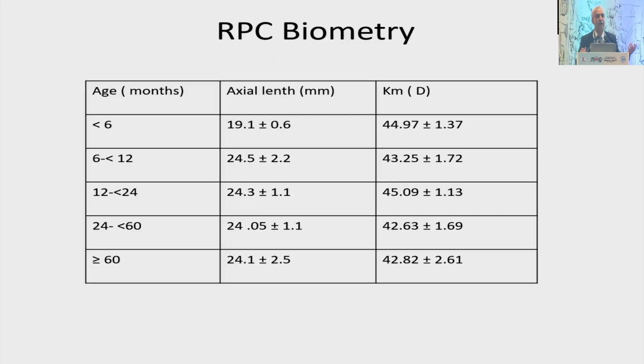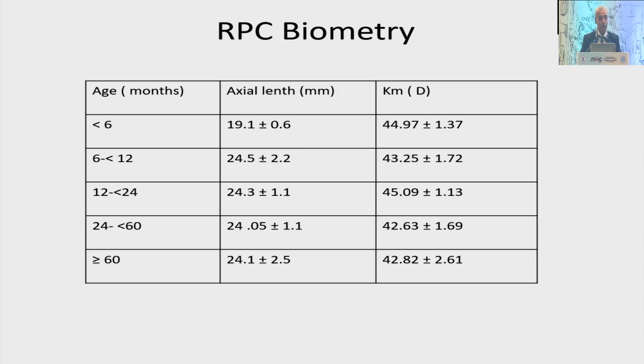The other one: we did a study at the RP Center in which we took 4 to 5 groups: less than 6 months of age, 6 to 12 months, 12 months to 2 years, 2 years to 5 years, and 5 years and above. All these groups have now been followed for at least a year and a half, and we've seen that the 6 months has become 2 years. So we got a good follow-up of these patients with axial length, keratometry, and whatever error we got.